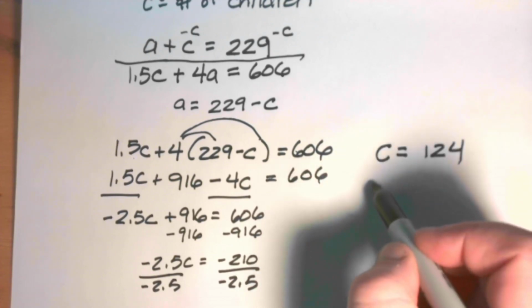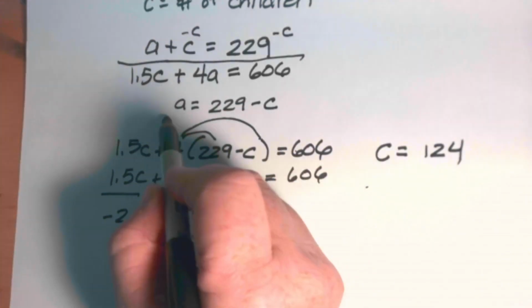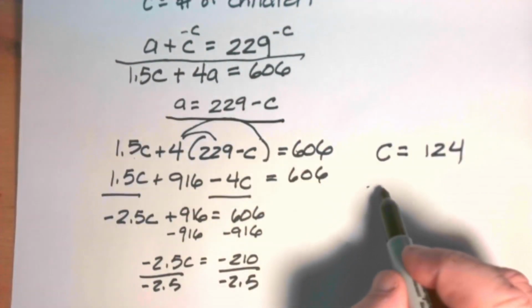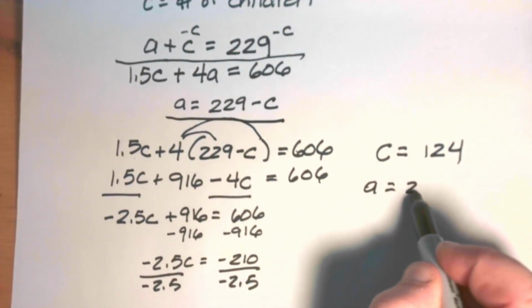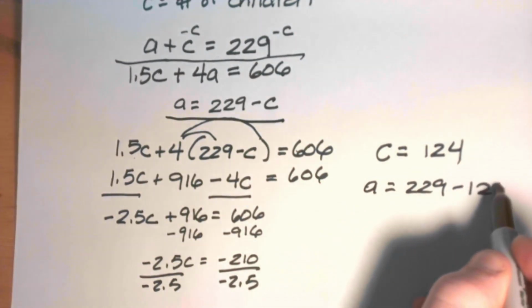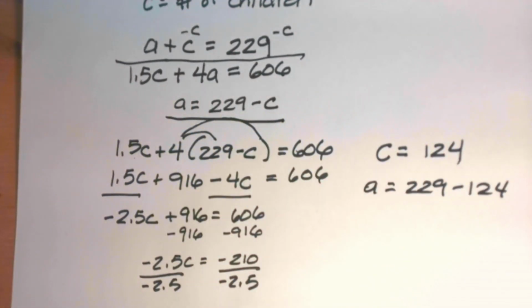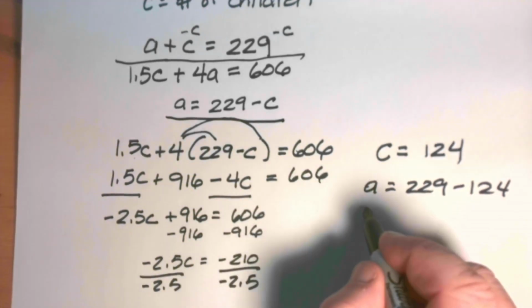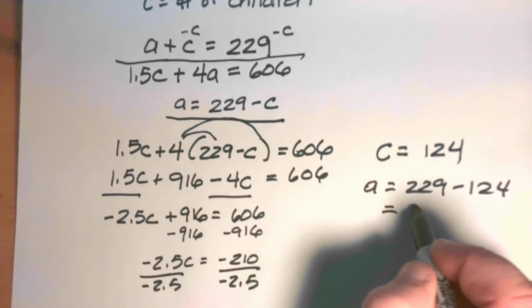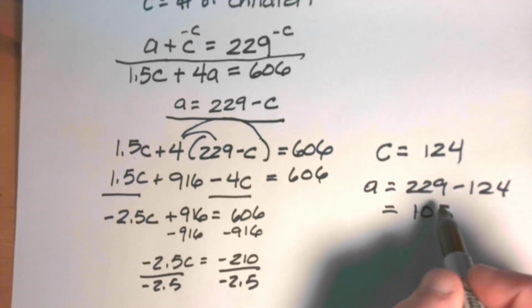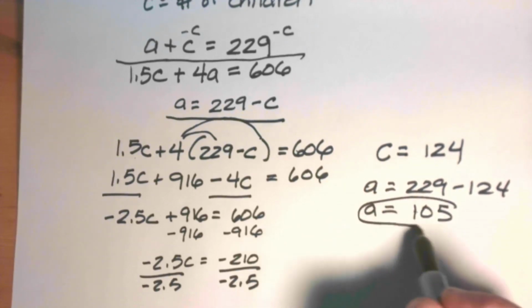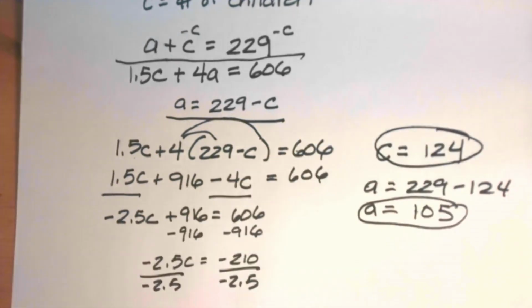And I know that to find the number of adults, I can go back to this equation here. I know that my number of adults is 229 minus 124. And so I get 105. So there are 105 adults that came through. So there are my two answers. And so in my question now, I'd fill in the number of children equals 124, and the number of adults is 105.